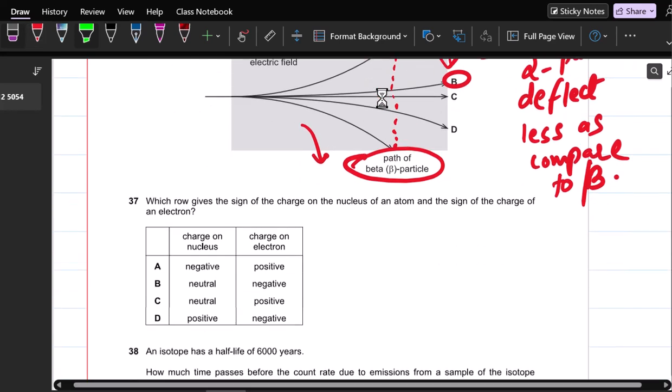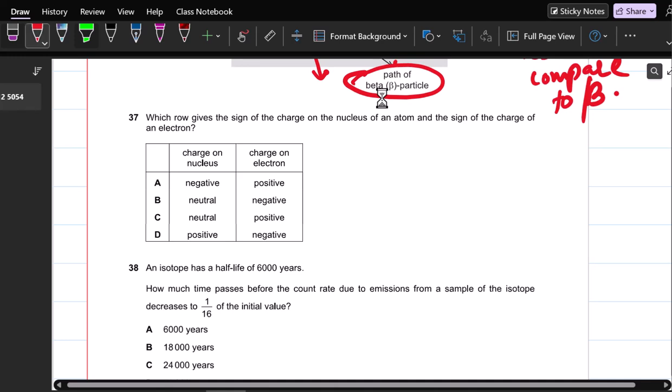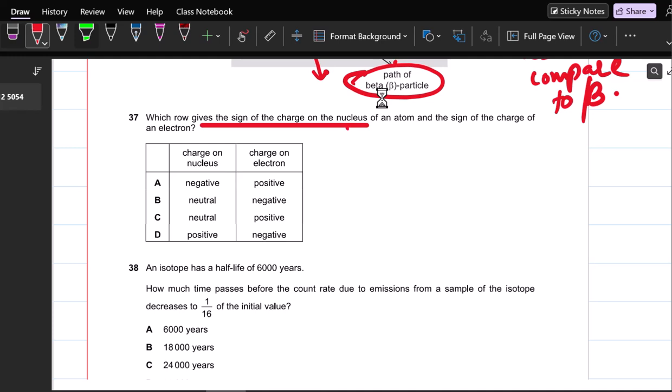So moving to question 37, which rows give the sign of the charge on the nucleus and the sign of the charge of an electron? The nucleus of an atom has a positive charge. Electron has a negative charge. So the charge on the nucleus is positive, the charge on the electron is negative. So D is the answer. Very clear, straight question.